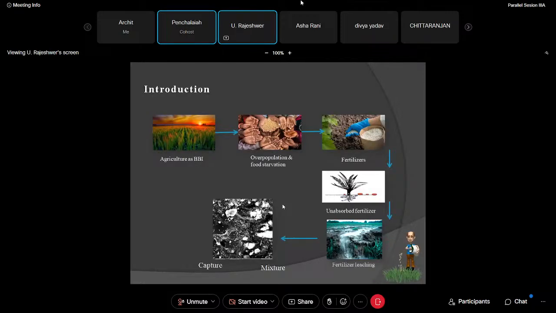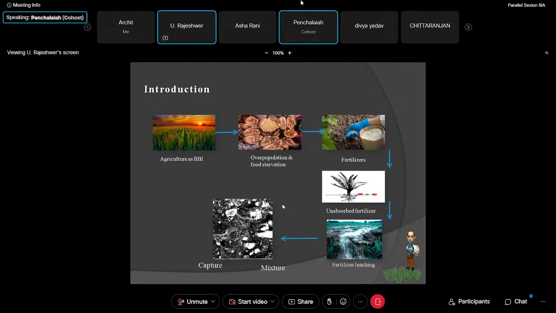Let us start the presentation with a short introduction. We all know that agriculture is the backbone of India. But unfortunately, due to overpopulation, which leads to food starvation, people prefer to increase food productivity. So in order to increase food productivity, rather than using natural manure, people prefer chemical fertilizers like NPK compounds.